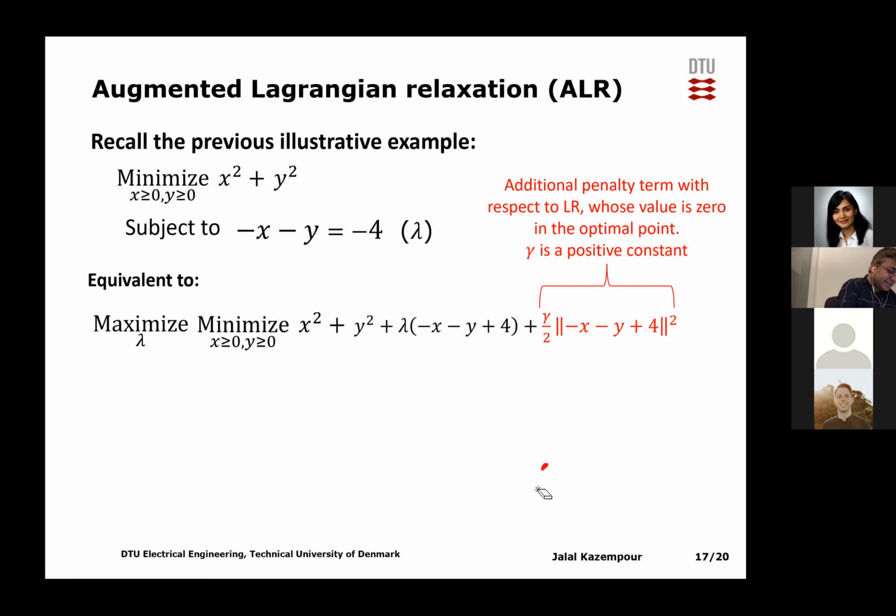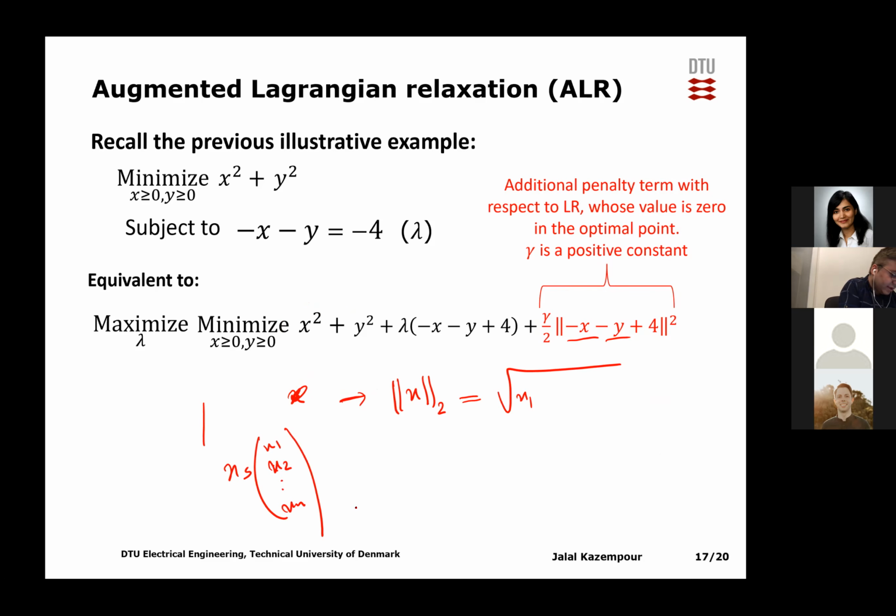You said, what is this norm? Yes. If we have a vector of variables x, exactly this is norm 2, it means that it's equal to, let's say, x. So if it's a vector of x1, x2 till xn, it's just x1 square plus x2 square, and so on. And since it's a square, the square root is gone. So it means that for every single complicating constraint you need to add a term.